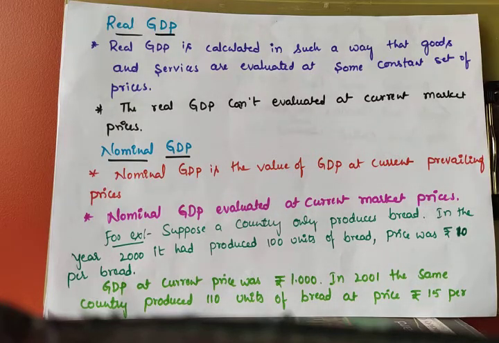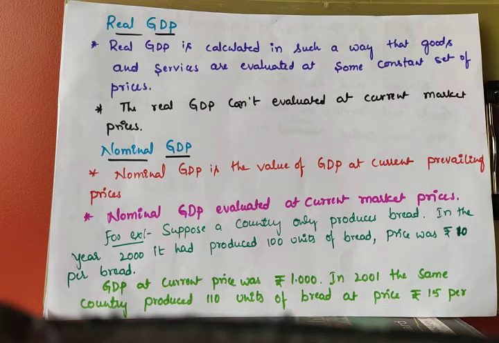Hello dear students. In the last class we discussed macroeconomic identities. In that we already discussed GDP, GNP, NNP, NDP, personal income, and personal disposable income. These are all calculated for what purpose? To calculate national income, to identify whether the country is developing or not, to check that only.